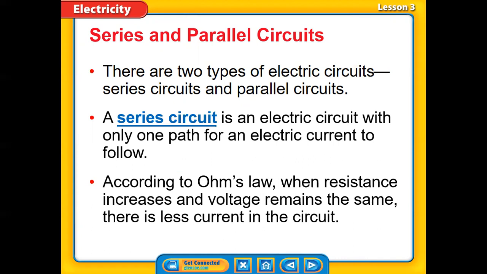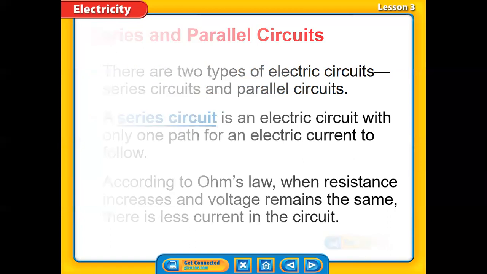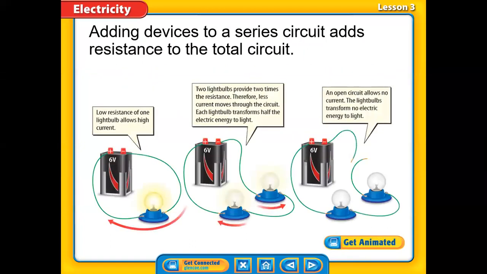So adding more loads to the same wire, with the same voltage because we have the same power source, the voltage will not change. That will increase the total resistance of this circuit, and that will lead to less current. So let's take an example to understand it.